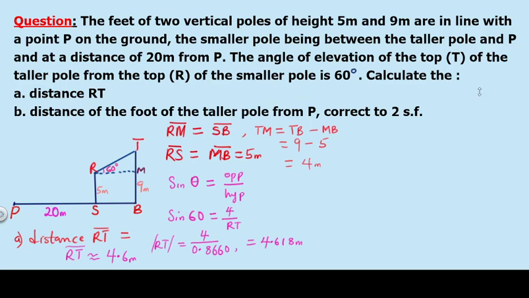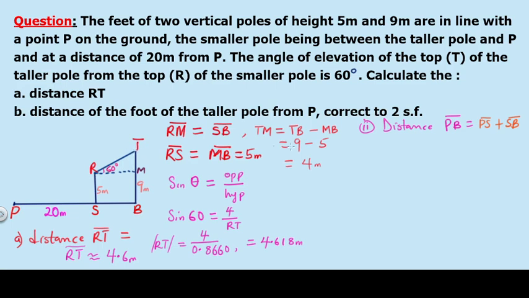Now the important part, which is the distance of the foot of the taller pole, from P to B. Number 2, we are asked to calculate distance PB. Recall that distance PB is equal to PS plus SB. So to do that, we first need to find SB. Recall that SB is the same thing as RM.